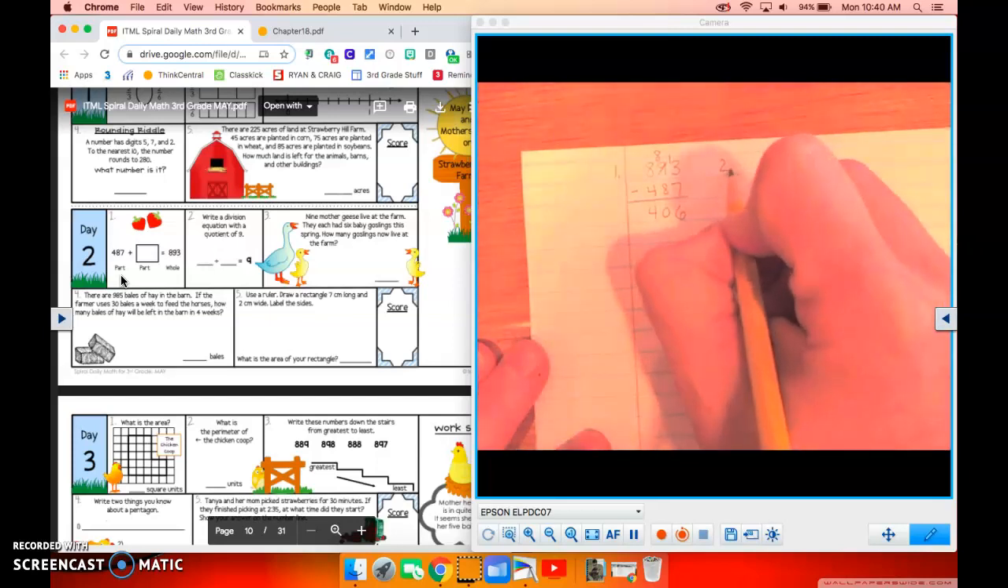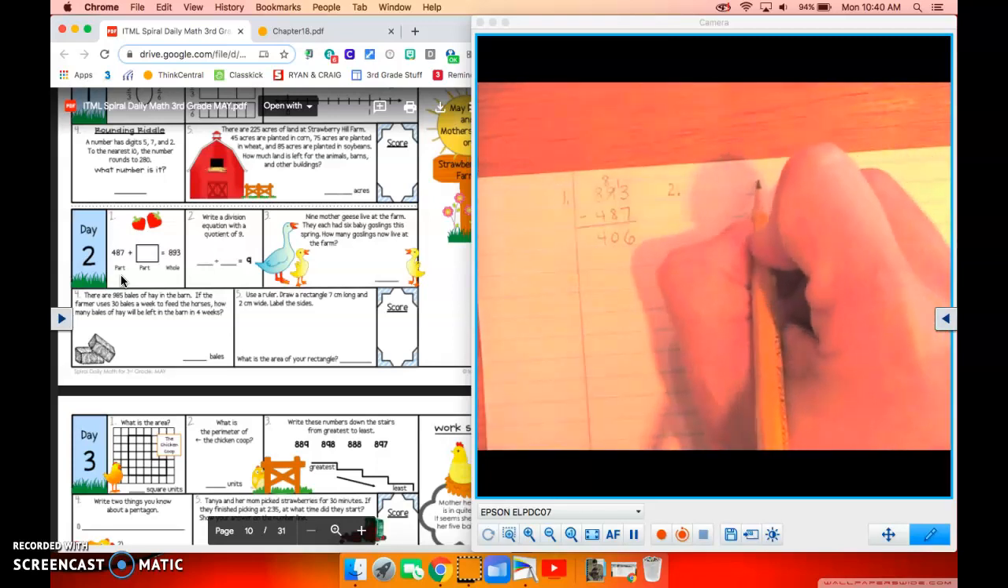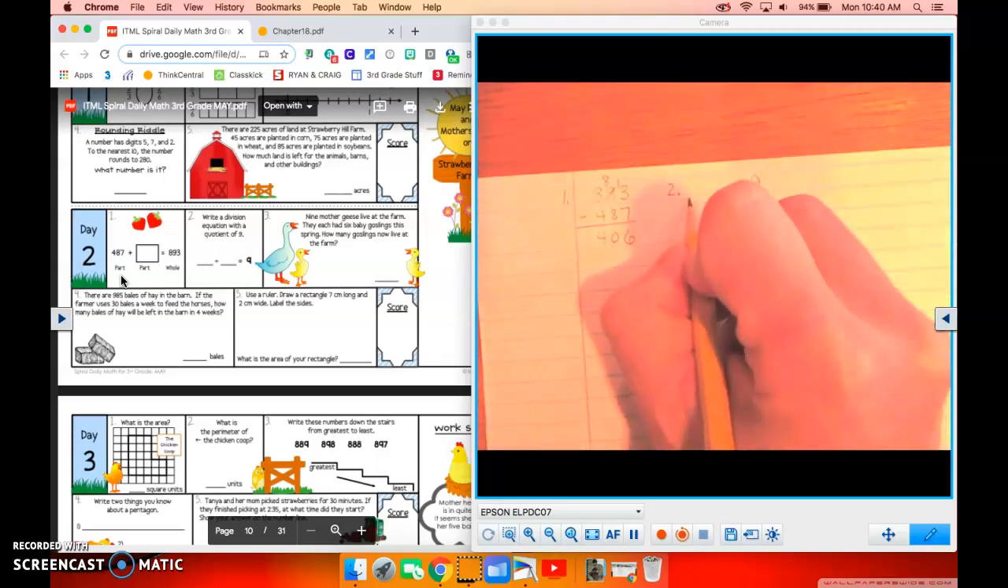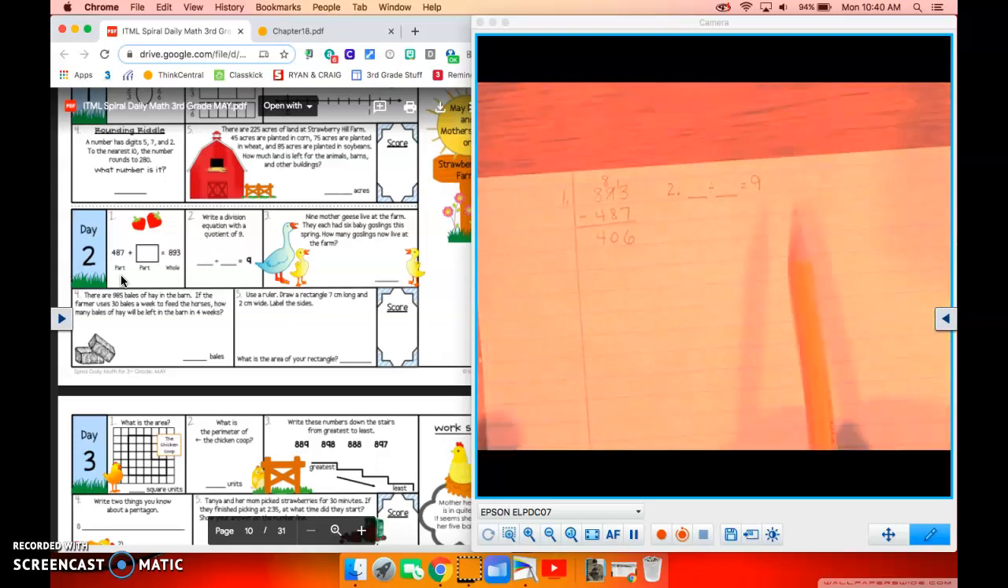Number 2. Write a division equation with a quotient of 9. So a number divided by a number equals 9. Let's see, this number divided by this number equals 9. Pick a number. 9 times something. What's 9 times, got a number between 4 and 8? 4 and 9? What do you want? 3 and 9? 6 it is. All right.